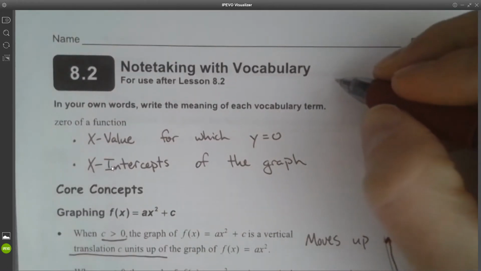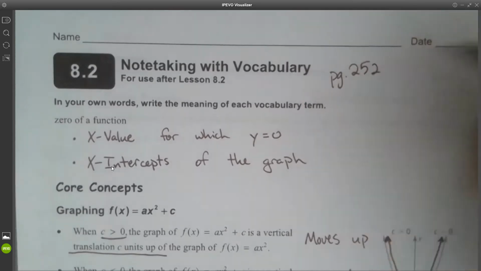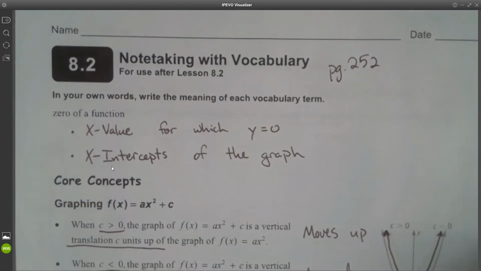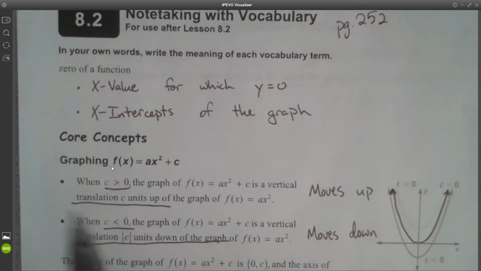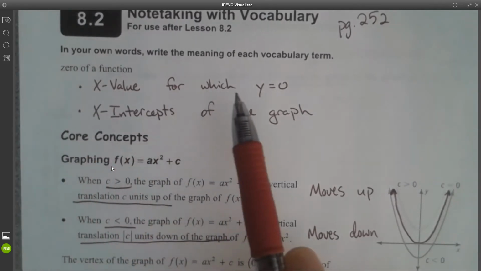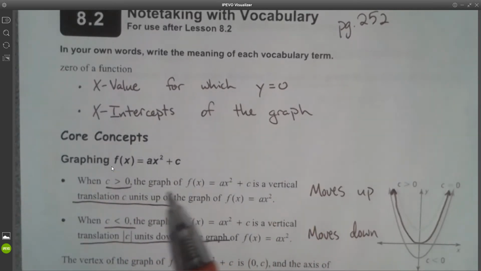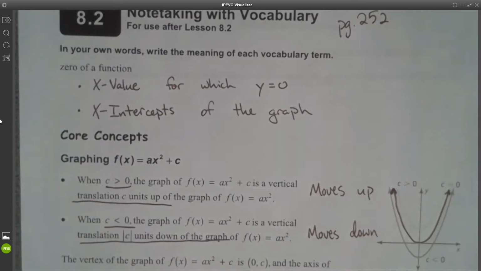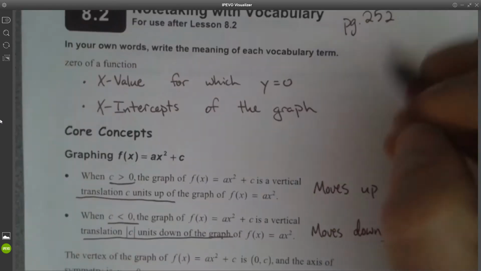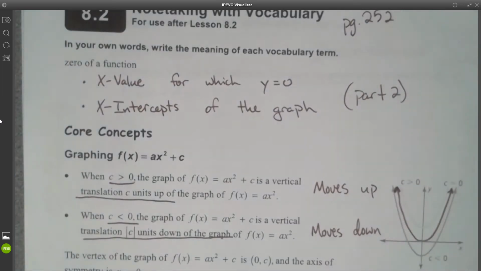In section 8.2, which starts on page 252, we are going to be doing a couple things. One is finding the zeros of a function, which is just the x value for which y equals 0. All that means is the x-intercepts of the graph, or where our graph will cross the x-axis. We'll do this in part 2, not in this first video.